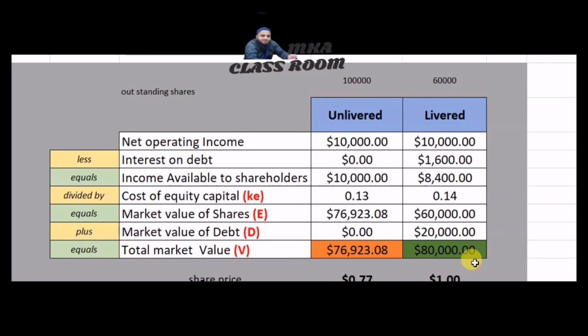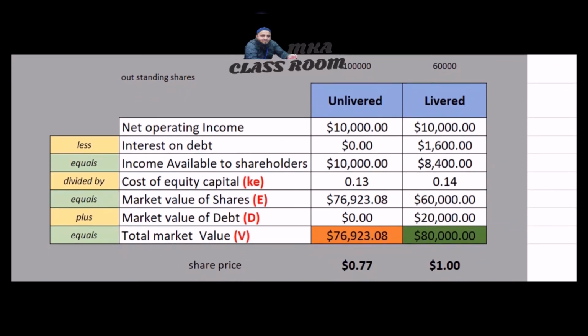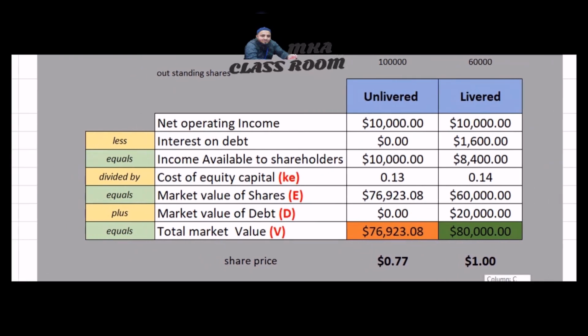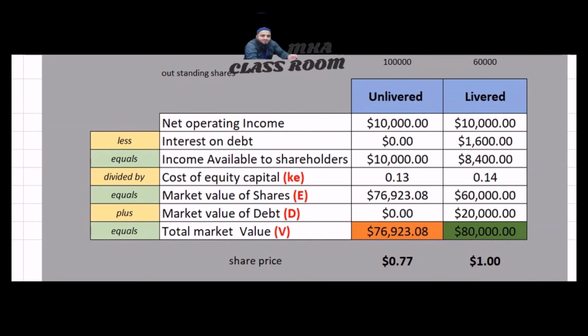For example, consider an investor who holds $3,000 worth of shares in the levered company. Recognizing that the levered company is overvalued, he could sell his shares for 3,000.